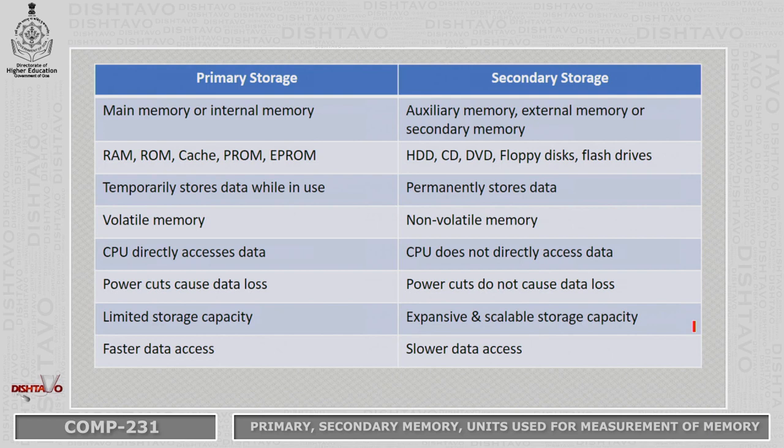Next is the secondary storage, which is also called auxiliary memory or external memory. We can call it hard disk, CD, DVD, all these are secondary memory. It is a permanent storage of data, non-volatile memory, and the CPU doesn't directly access this data. Power cuts do not cause data loss as in primary memory. It is less costly or cheaper, with slower data access. So these are the features of this secondary memory.